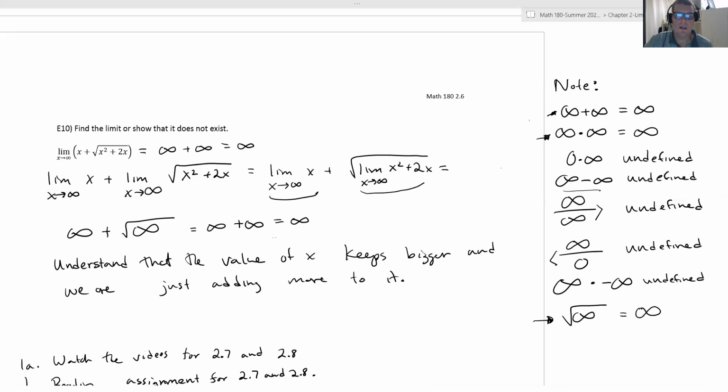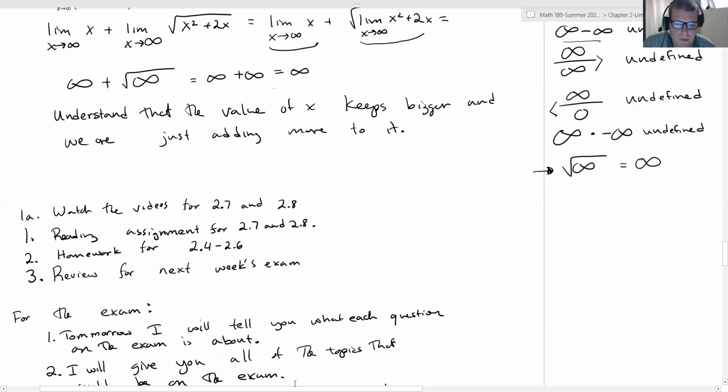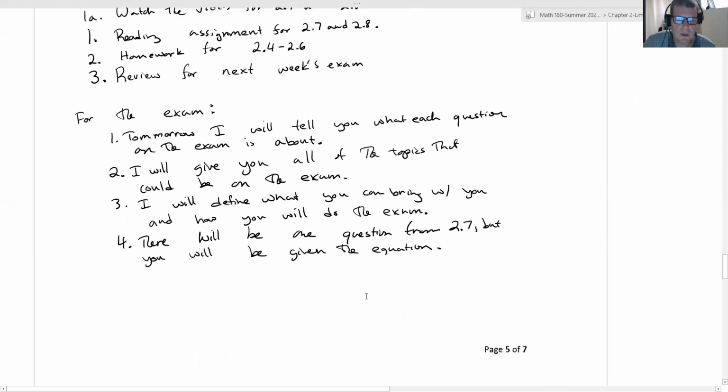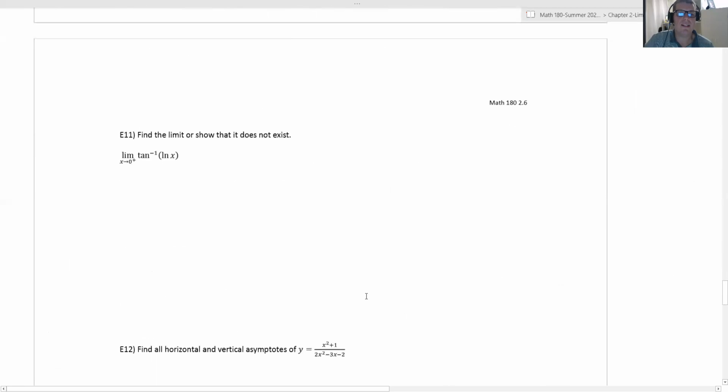All right, cool, let's get back to math. Let's take a look then. We're going to go a little bit further down. We're now on page 6. Let's say we want to find the limit or show that it does not exist for the limit as x approaches 0 from the positive side of tan inverse of the natural log of x.